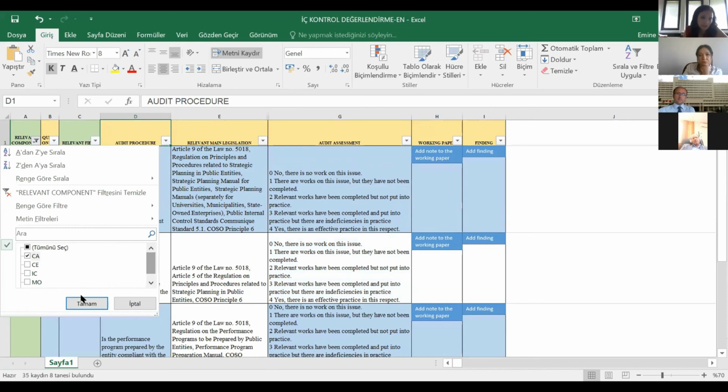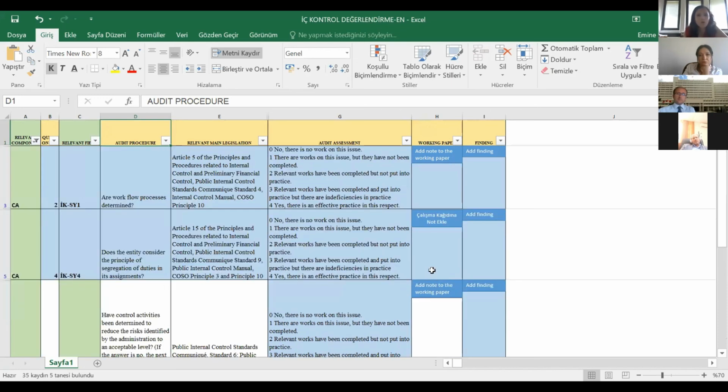Let's look at the other, control activities, I think. Yes. Are workflow processes determined? Have control activities been determined to reduce the risks identified by the administration to an acceptable level? It is the essence of the system, actually, this question. If it is no, there's a big problem. So the main aim is to have some control activities.